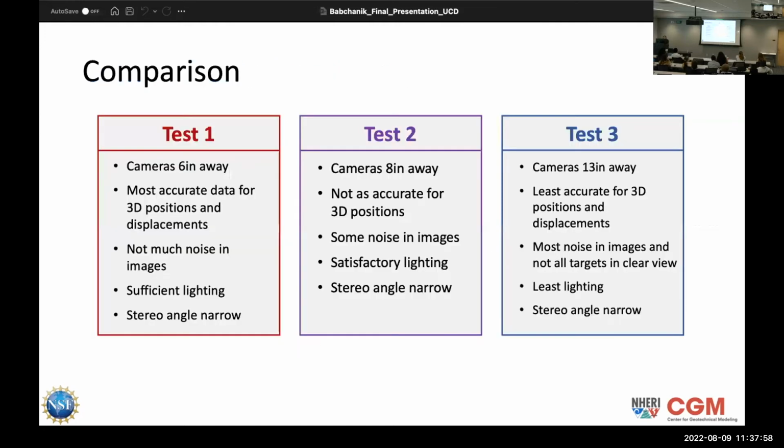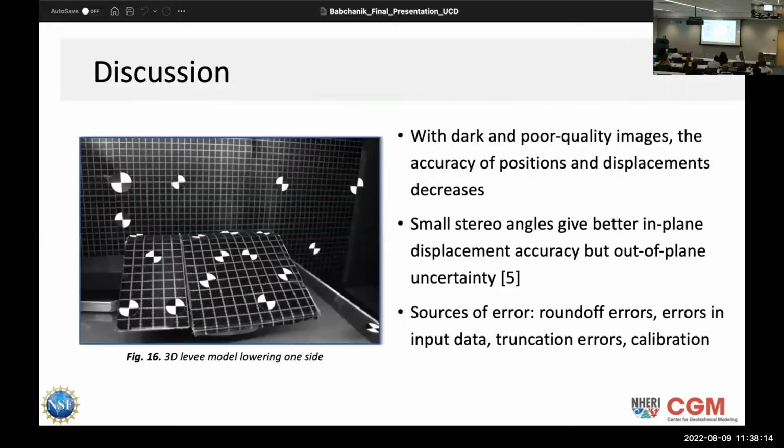So comparing the tests, not surprisingly, test 1 had the best results in positions and displacements with not much noise, which basically means the graininess and poor quality, whereas test 3 had everything the opposite. So throughout testing, the accuracy of hand measurements was actually harder with a slanted shape.